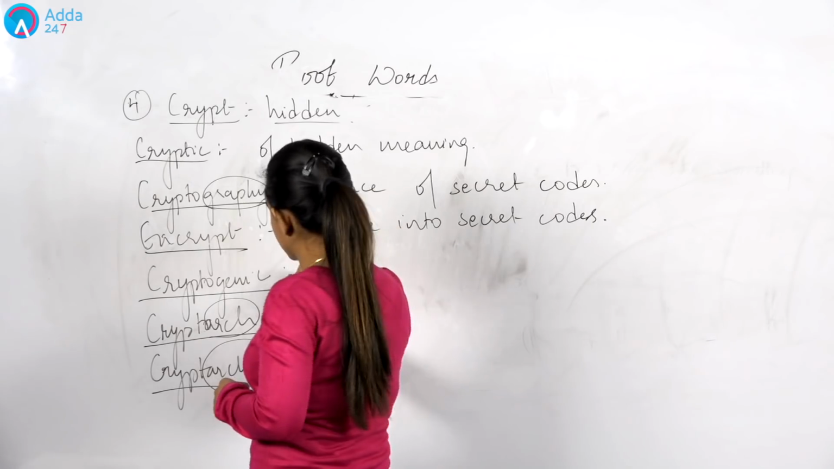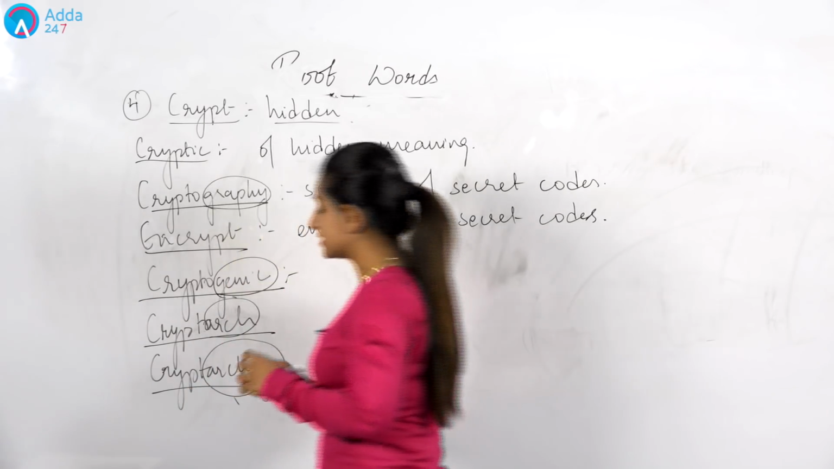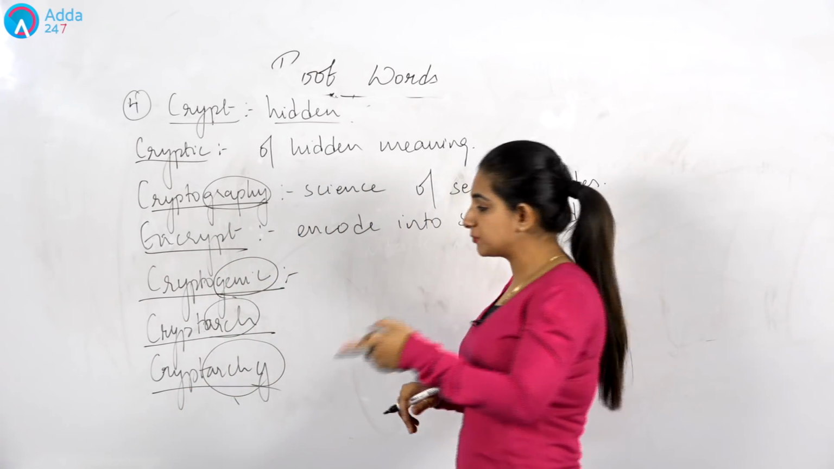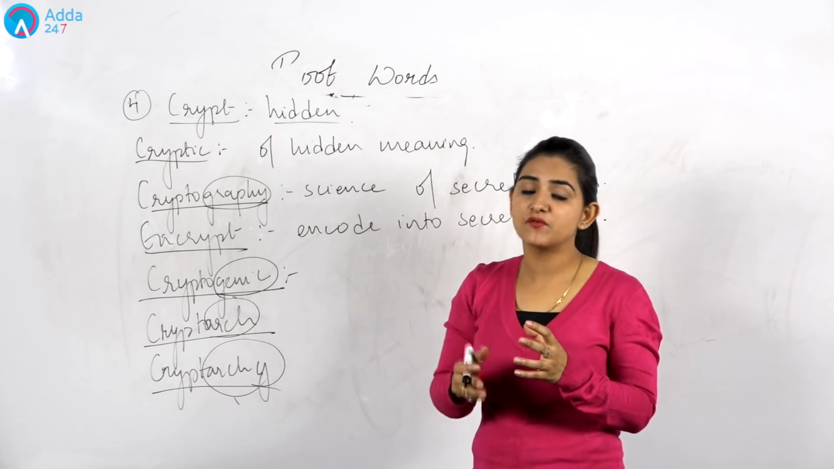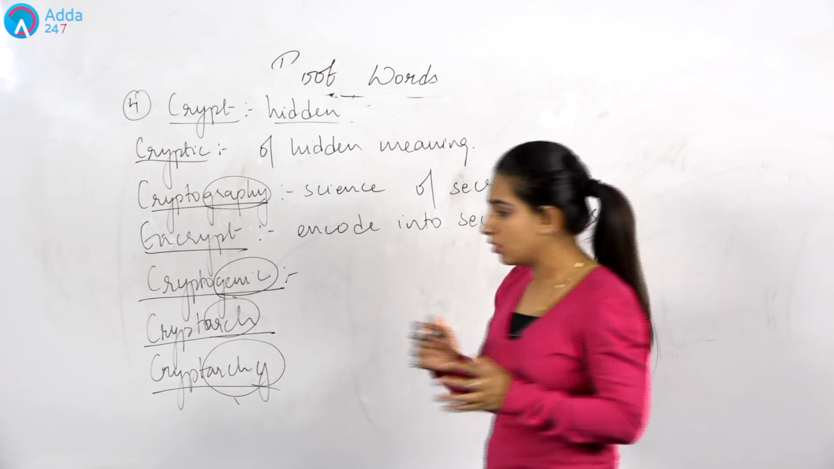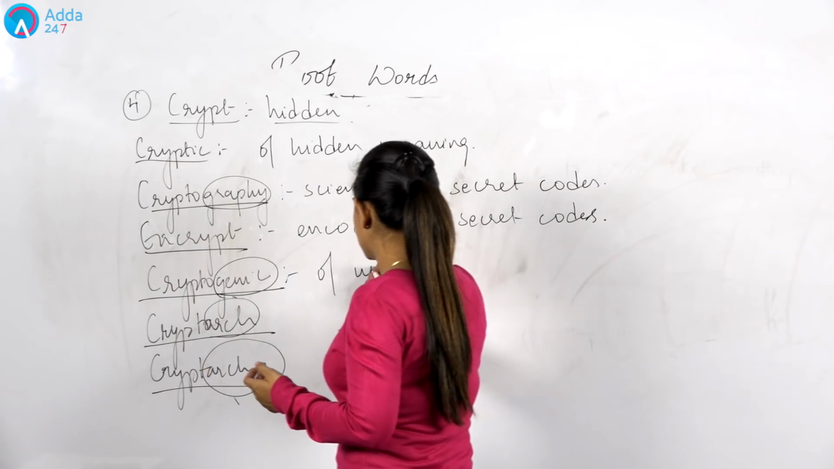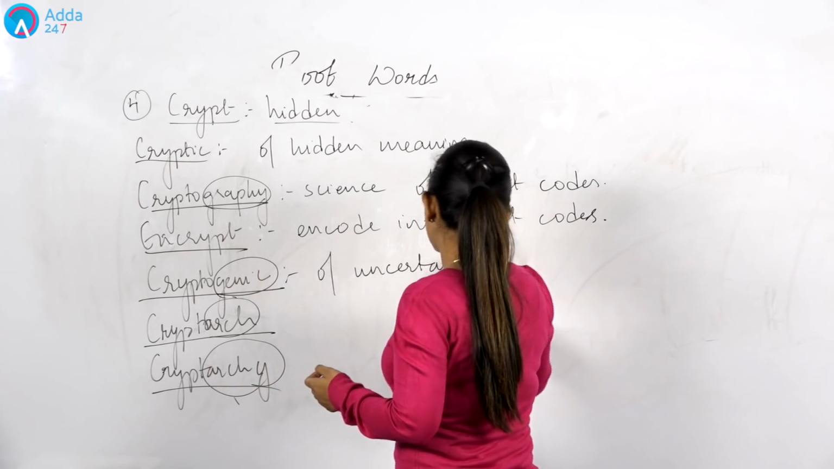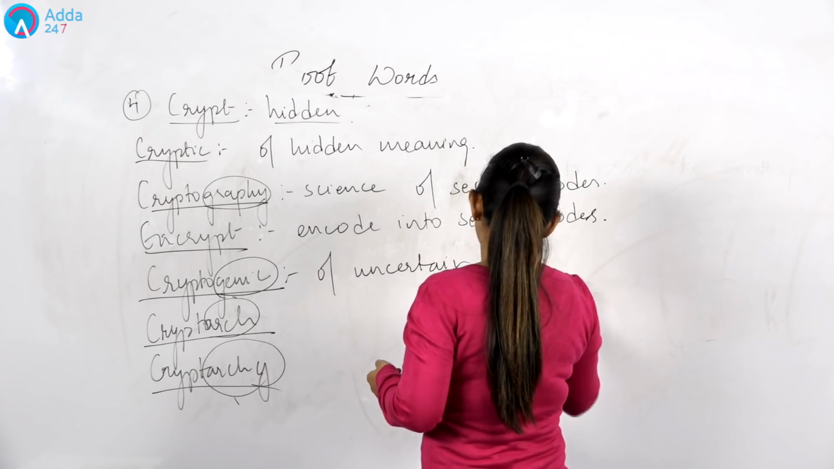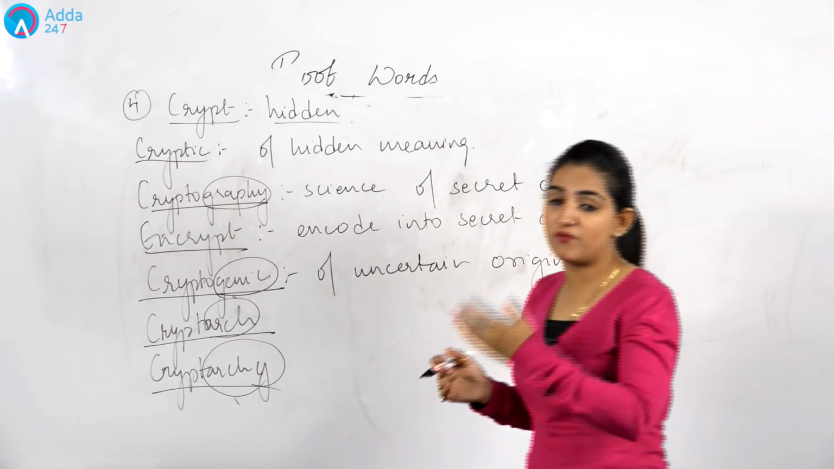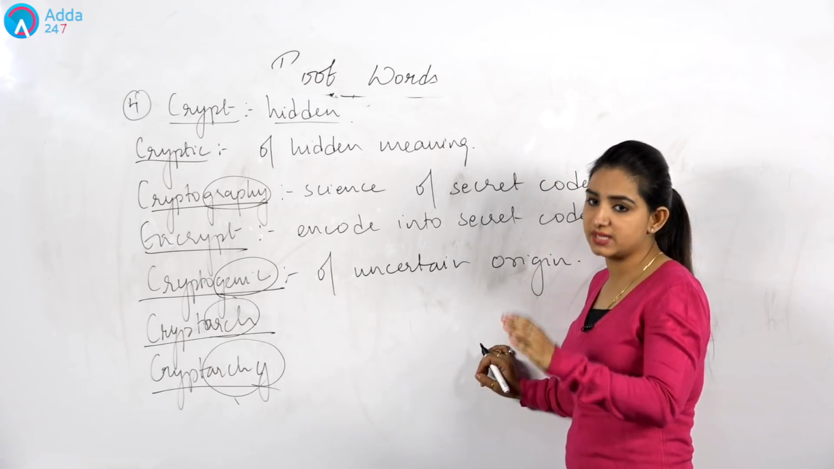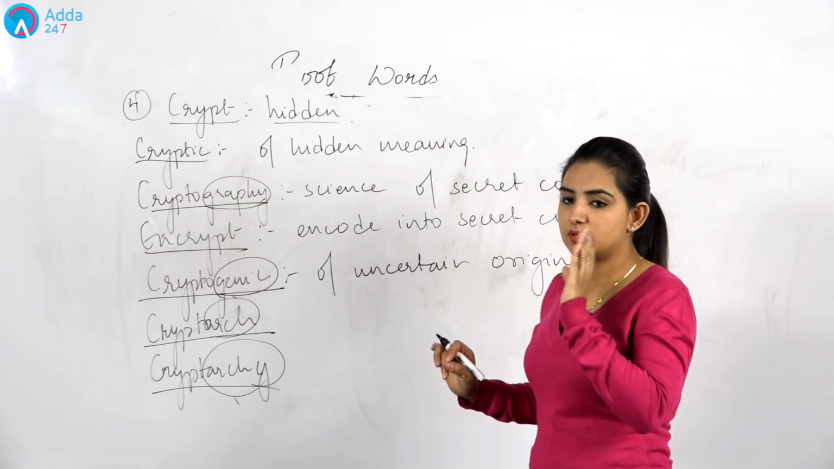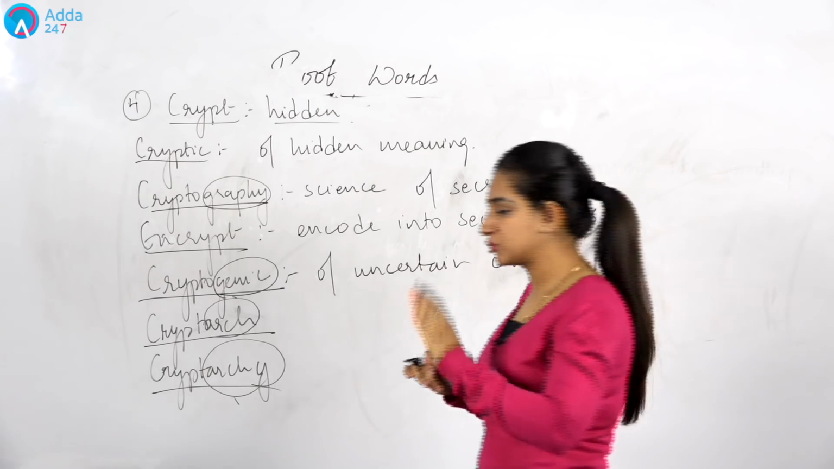Next is cryptogenic. See, the word genic is related to native. So cryptogenic, what does this mean? It means something which doesn't have a proper origin or is of uncertain origin. Where has it come from, or where has that person come from? You are not aware of that fact. That is when we use cryptogenic.